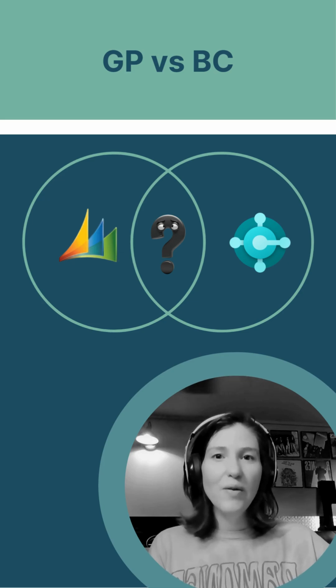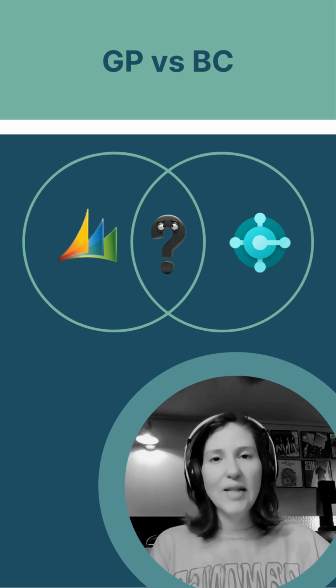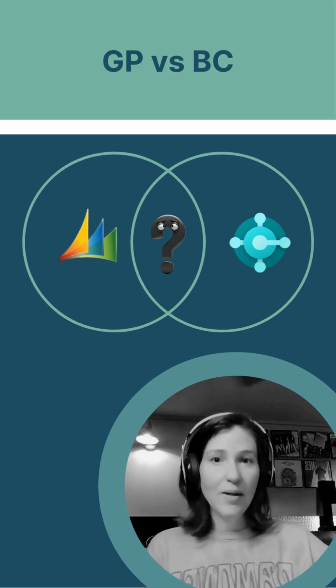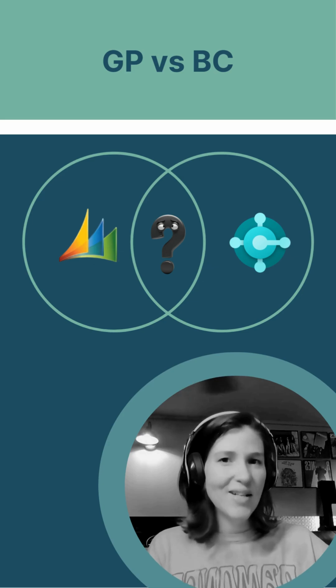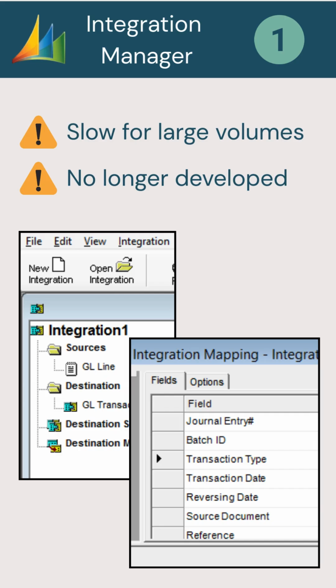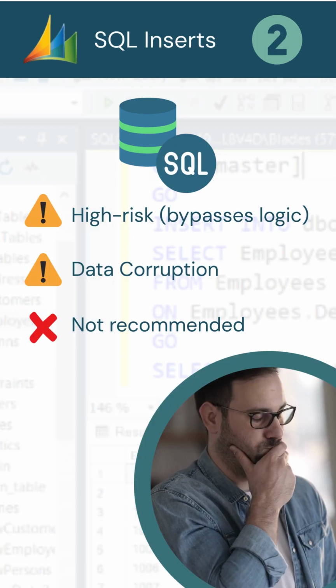In today's video 3.4, we're going to explore how data imports differ from Dynamics GP and Business Central. Let's get into it. In GP, data imports are handled a few different ways. First, you have Integration Manager. This is a GUI-based tool designed for importing data from flat files. It's fairly user-friendly, but it can be slow, especially for large volumes, and it's no longer actively being developed.